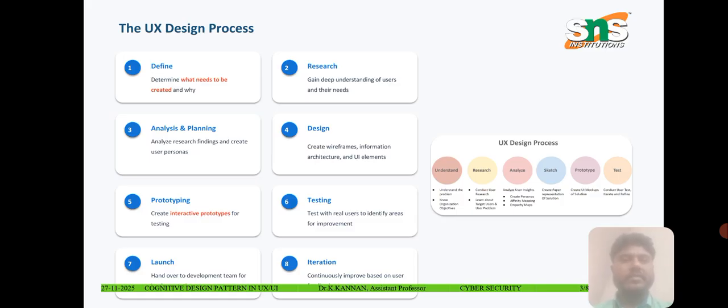Next, analysis and planning is analysing the research findings and creating the user personas. It is one of the best ways of planning from the user. The fourth one is design, which means creating wireframes, information architecture, and UI elements. Next is prototyping, creating an interactive prototype for testing. Then testing with real users identifies areas for improvement, and launch hands over to the development team, and iteration continuously improves based on your users.